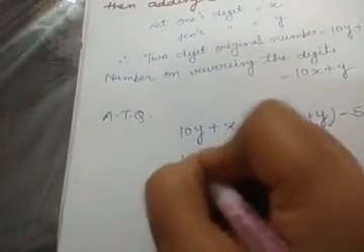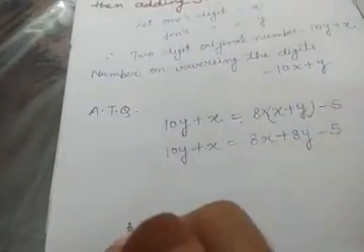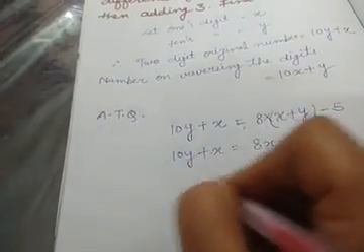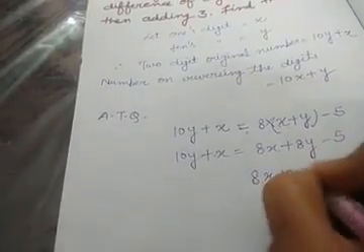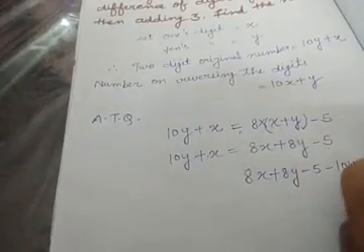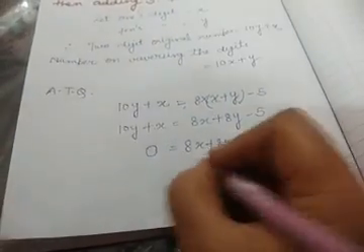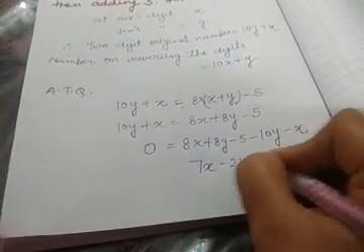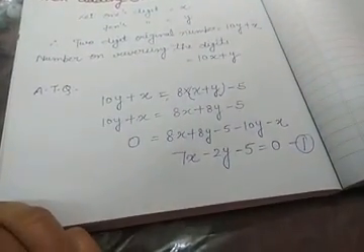Okay, so you can solve it. 10y plus x is equal to 8x plus 8y minus 5. Shift these values to that side. Then what you will get? 8x plus 8y minus 5 minus 10y minus x, and we will be left with 0. 8x minus x is 7x, and 8y minus 10y is minus 2y, minus 5 is equal to 0. We can write this as the first condition.